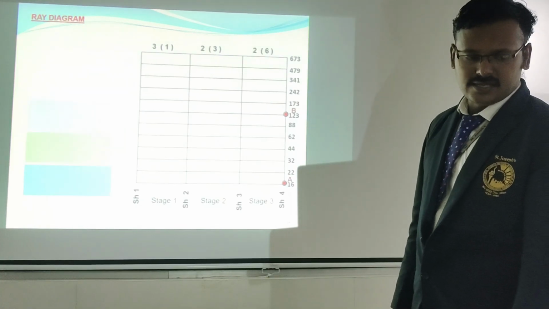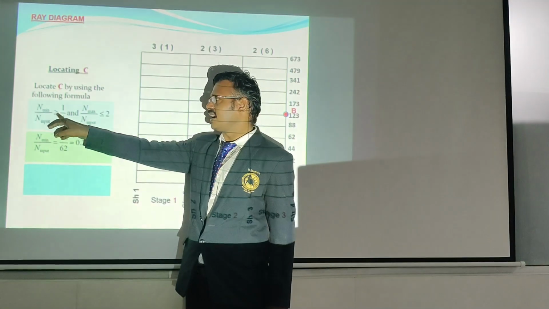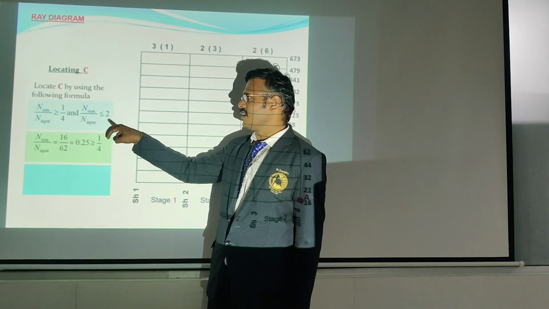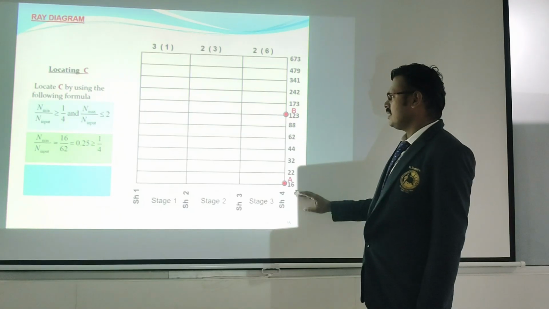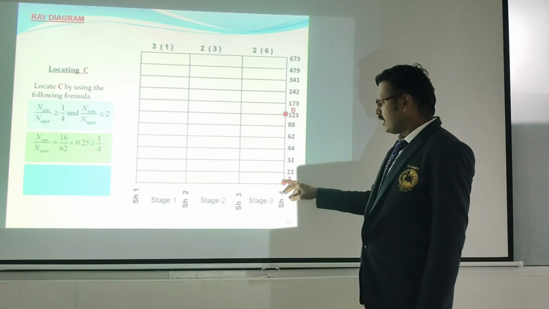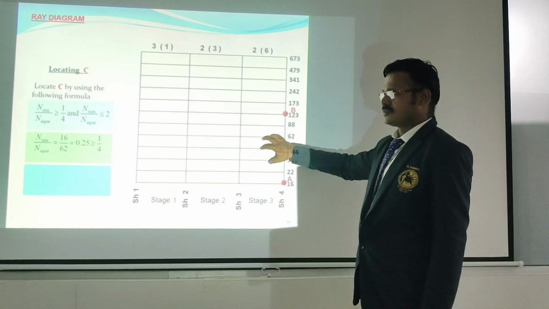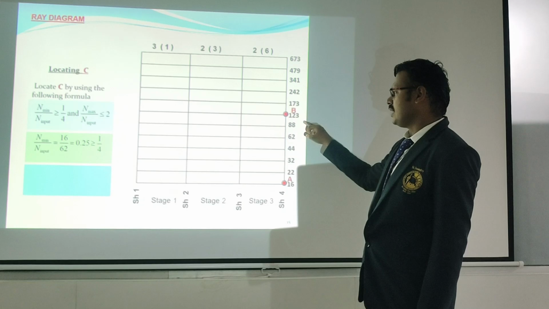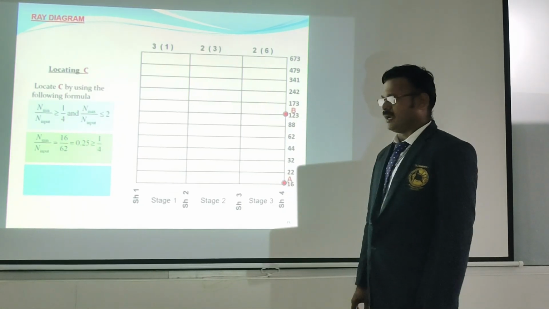The condition is that n minimum divided by n input is greater than or equal to 1 by 4. N max divided by n input is less than or equal to 2. Simply we can understand one thing. If you divide the maximum speed by 2, and if you multiply the minimum speed with 4, you will get the range. So instead of using this, we can simply divide the maximum RPM by 2, and multiply the 4 with the minimum RPM.